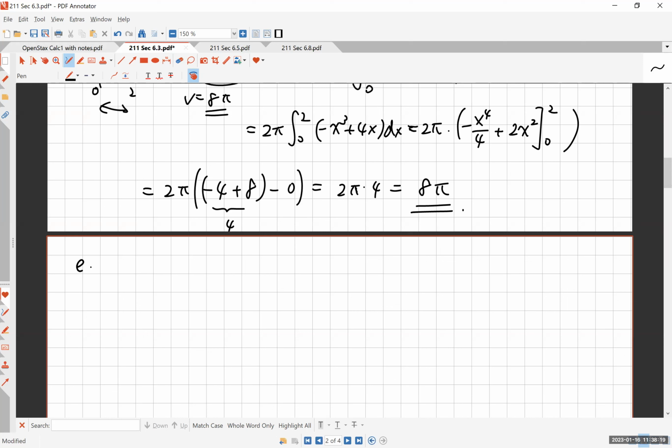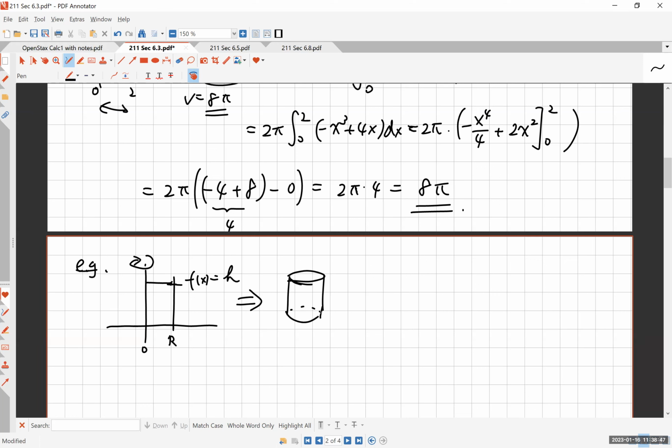Okay, let's start with something very simple. Well, you'll see. I'm going to take this from 0 to r, and I will just do a constant function, f of x is equal to h, from 0 to r. If I rotate this or revolve this about the y-axis, what do you get? Of course, you just get a very simple cylinder. What is the volume of the cylinder of radius r and height h? We know this from geometry as pi times r squared times the height, right?